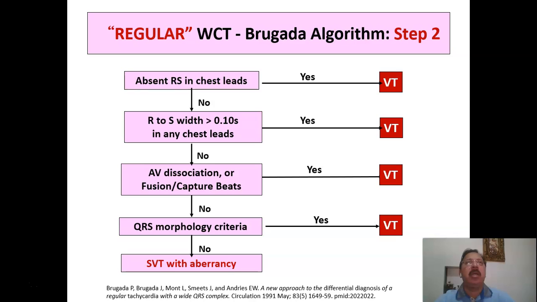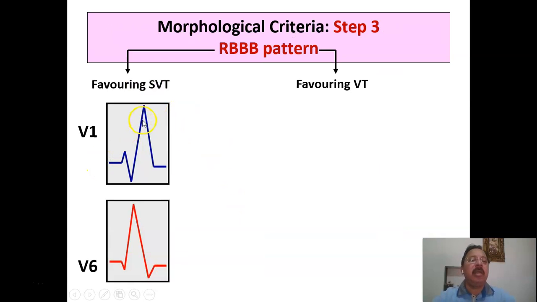Especially look for the pattern, whether this is a right bundle branch block pattern or a left bundle branch block pattern. This is the normal pattern of right bundle branch block, that is, V1 is positive and V6 is also positive. So V1 has either an RSR pattern or a wide R wave, and V6 is also positive with a deep S wave. If this pattern is present in a wide complex tachycardia, that's the typical pattern. If it persists, it's more in favor of supraventricular tachycardia.